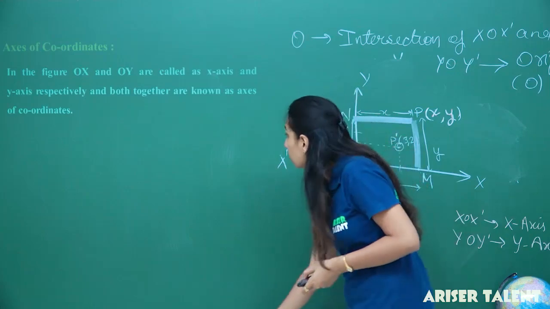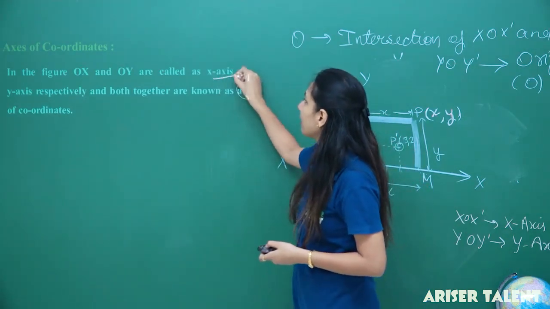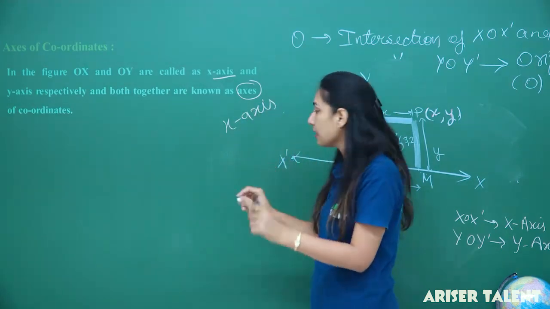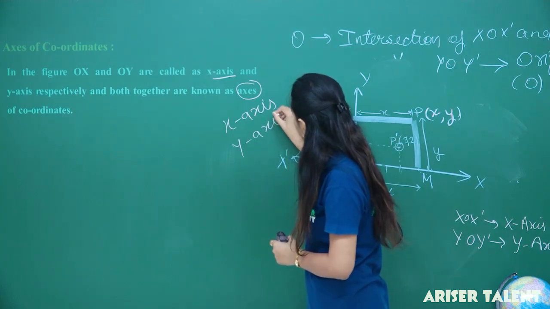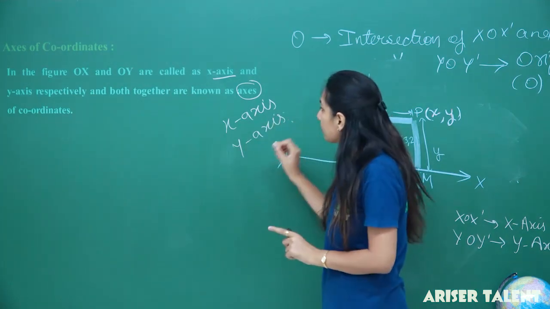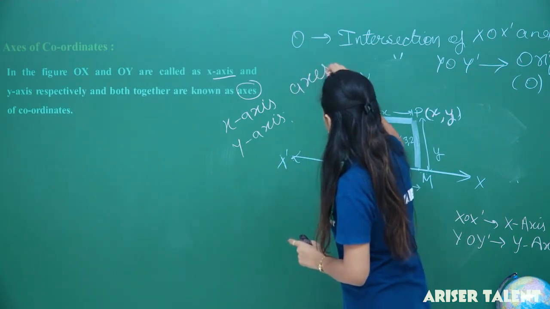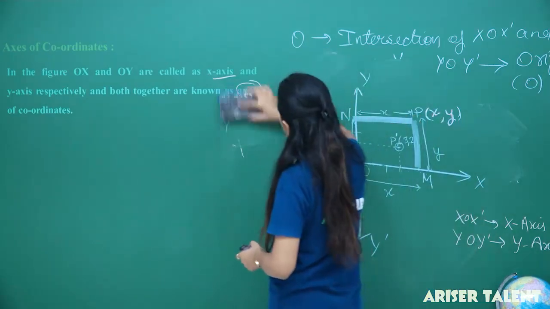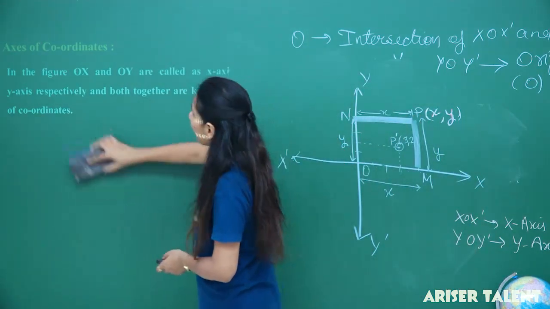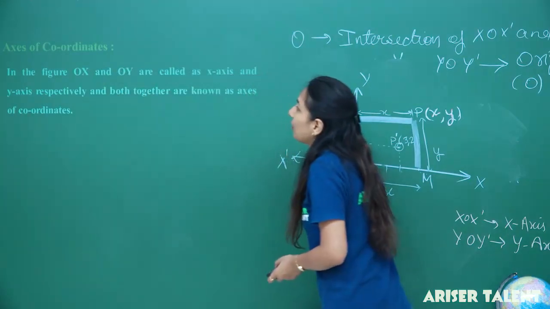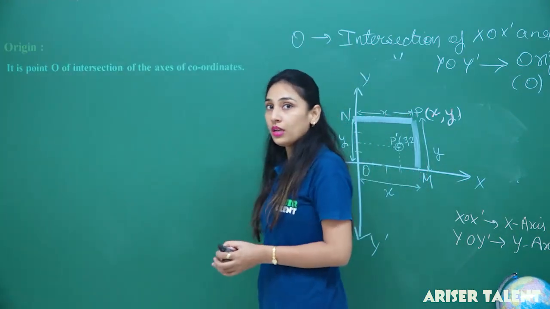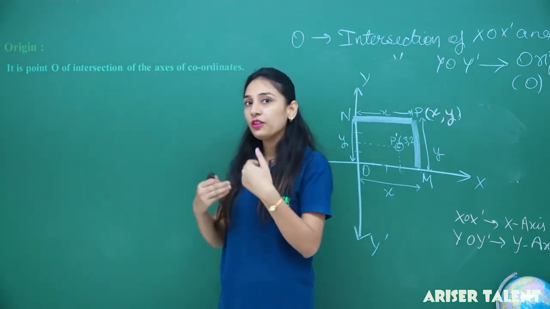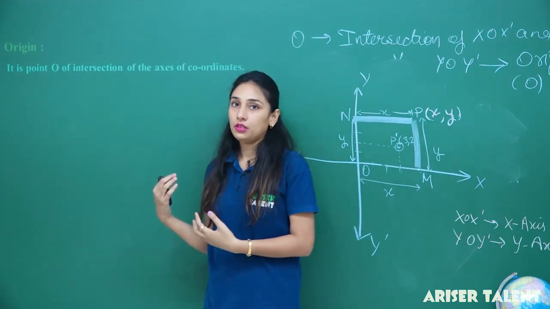Right? Now this is the plural form of axis. X axis is singular, meaning a single axis. Y axis is a single axis. Combined, we call them axes. Why am I telling you this grammatically? Because these are words you understand only in maths, not in English. Okay guys? Origin. Now what we are doing is defining all the terms we will be using in this chapter.